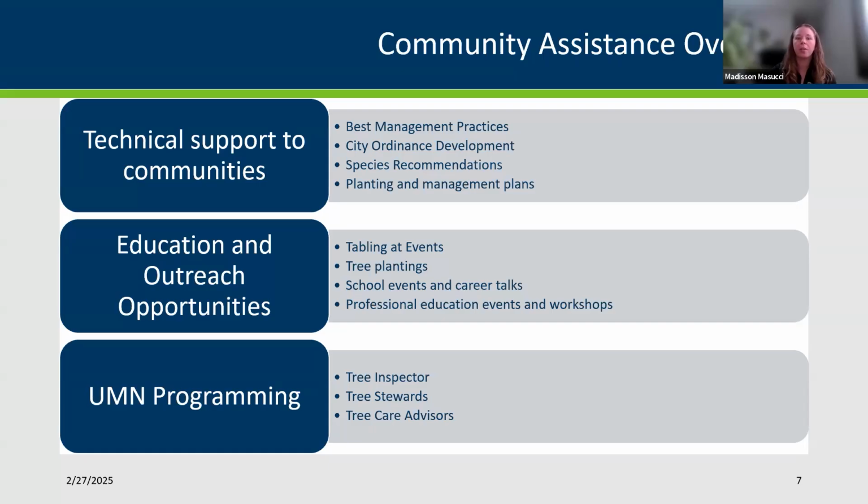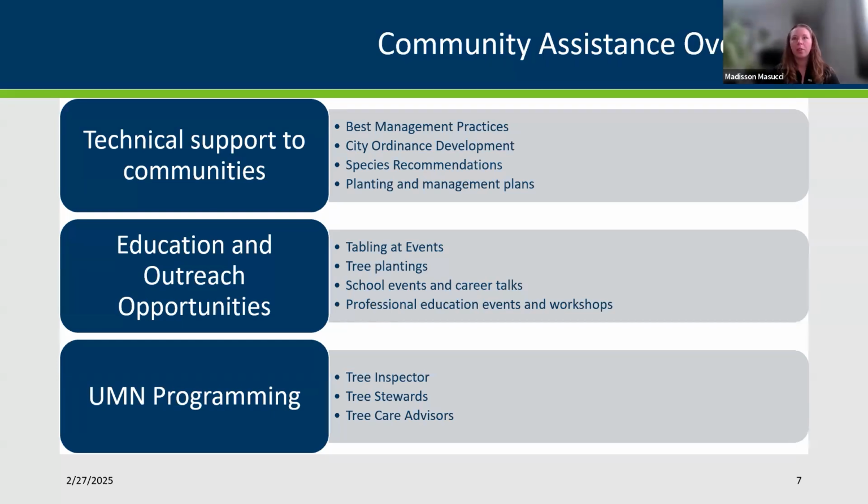Shade Tree Short Course is probably one of the most well-known educational events that U of M hosts in partnership with us and other organizations. But our partnership also supports providing the MnSTAC forums, which we're in today, youth engagement programs, and arboriculture education and programming as well. And then another joint partnership between us and the University of Minnesota is Tree Inspector.